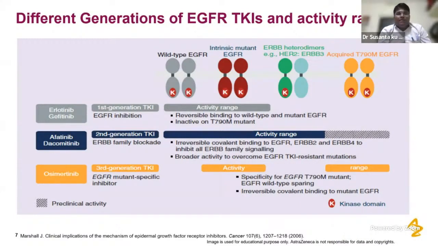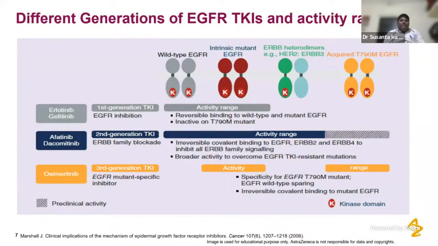Coming to second generation, it is afatinib and dacomitinib. It is irreversible covalent binding to the EGFR, that is other EGFR2 also, and also ERBB4. So it inhibits all the family of EGFR agents. So there is more side effect with second generation TKI.